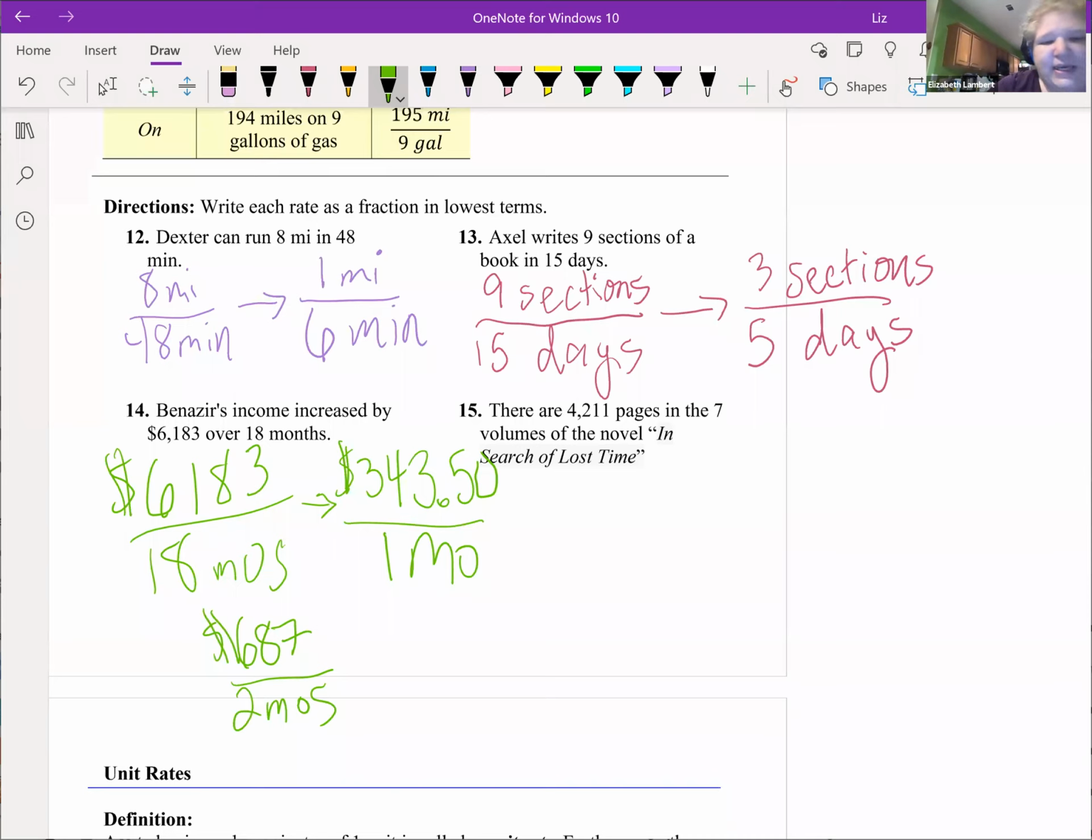Now, me personally, I think the 343.50 per 1 month is more meaningful than the 2-month rate, but in the strictest math sense, 687 per 2 months is all whole numbers.